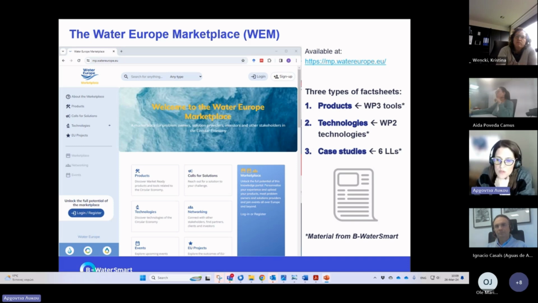Now, with regard to B-WaterSmart material, we need to make sure that in products we have all the information that is derived in Work Package 3, and this is related to tools. For the technologies, we need to make sure that all the technologies that are applied in the pilots of B-WaterSmart are included in the technology sections. And as a final step, we need to make sure that the 6 living labs and their fact sheets are included in the case study section.